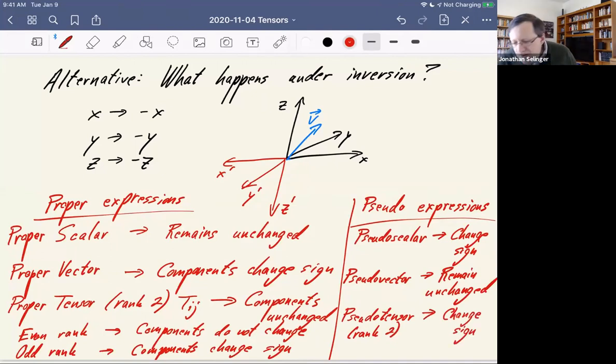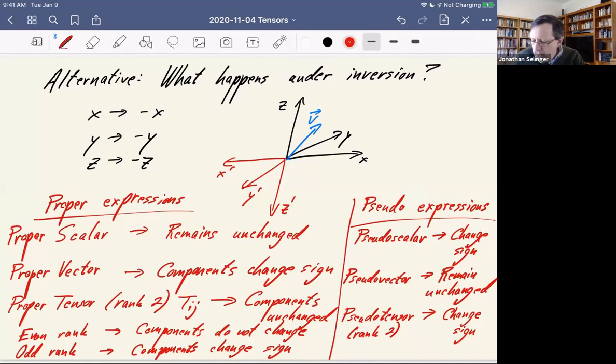Okay. So this is a way of thinking about the distinction between proper and pseudo in terms of the inversion transformation, as opposed to thinking about it in terms of right-hand rule versus left-hand rule. It's not my favorite way of thinking about it, but it's a respectable alternative. And so you'll hear people talking about this kind of thing also.